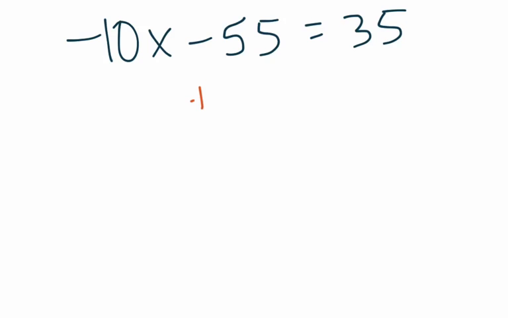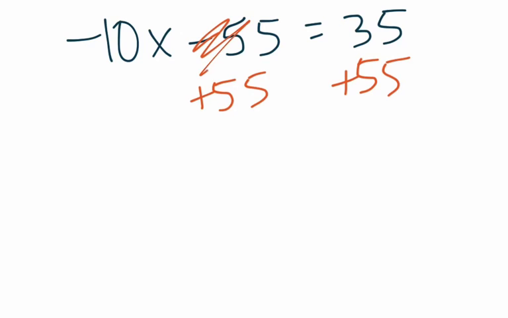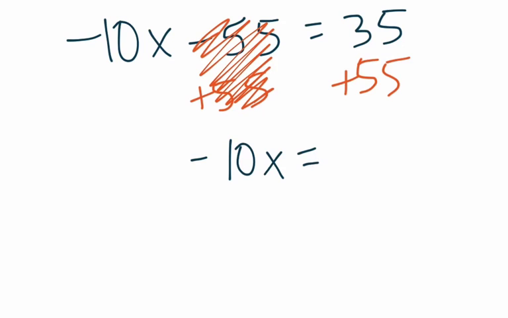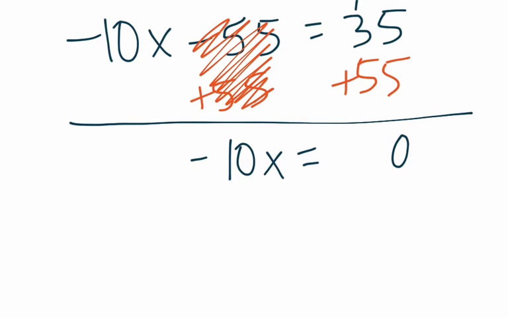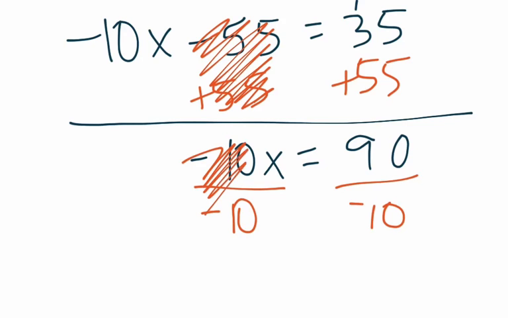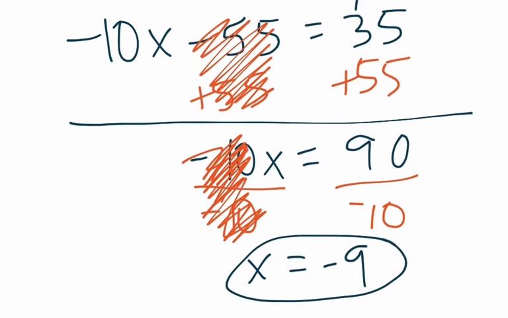Alright, so we're going to add 55 to both sides. And these go away. Then I get -10x on this side equals 90 on here. Then we're going to divide by -10. Divide by -10. And these -10s go away. And if I take 90 and divide it by -10, I'm going to get -9.